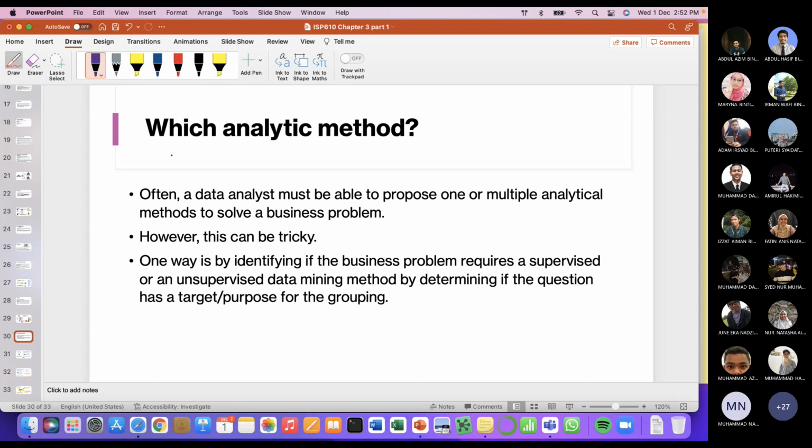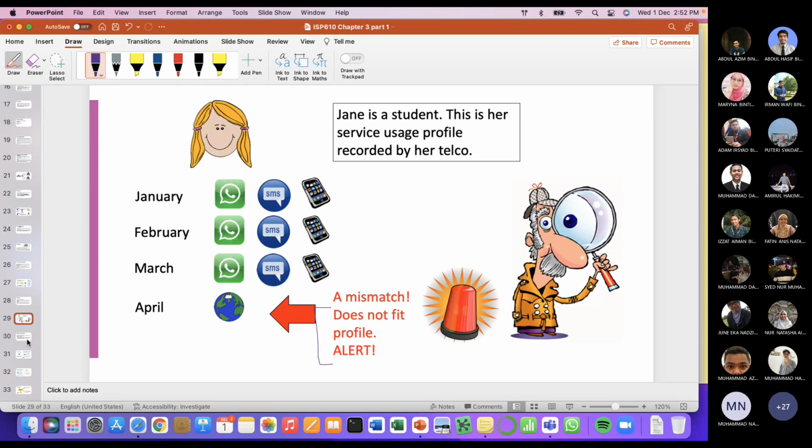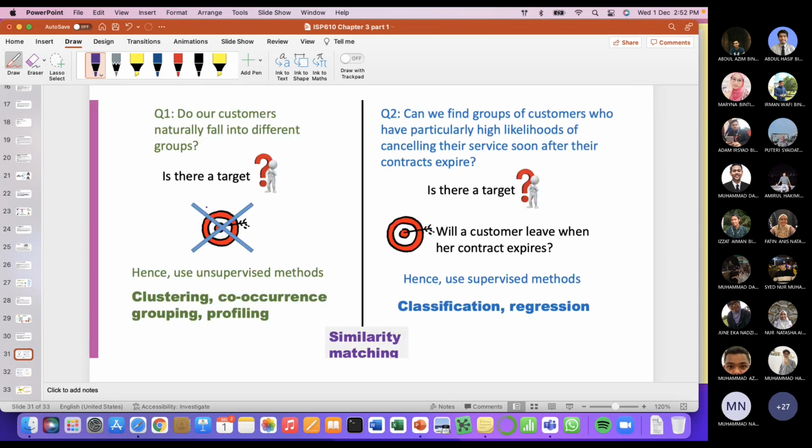So the methods that I listed just now are mixed, some are supervised, some are unsupervised. So you need to determine which. To know supervised or unsupervised, usually we look based on the target. For example, if you have the question, do our customers naturally fall into different groups? And then we ask, okay, which groups? Do you have any target? If there is no target, then we can consider it an unsupervised method. So look for what kind of unsupervised methods we can use to solve the problem.